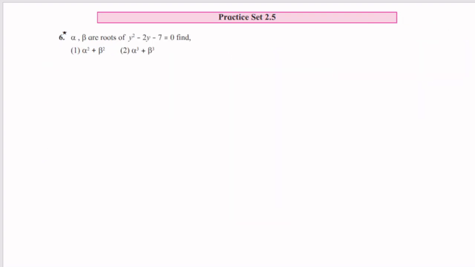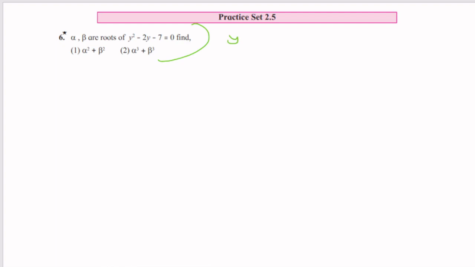Now let's see question number 6. As per the question, it looks very difficult. Alpha and beta are roots of this equation. Find alpha square plus beta square, alpha cube plus beta cube. But it's not difficult. It's very easy. I'll show you how. So it says alpha and beta are roots of this equation.